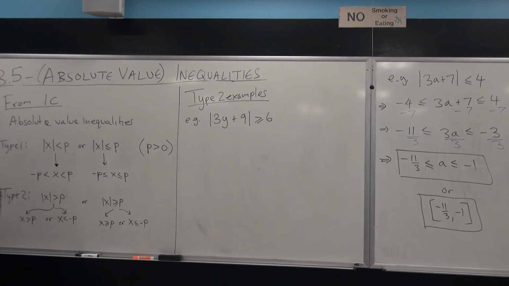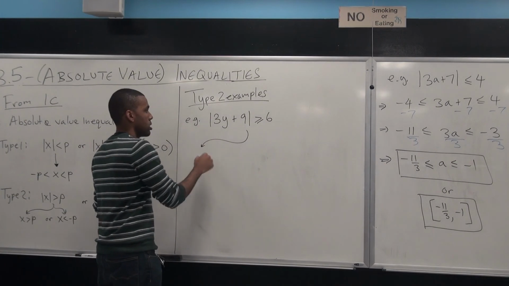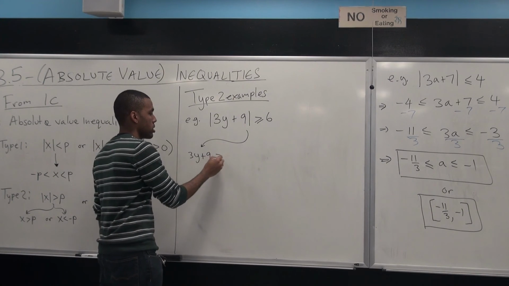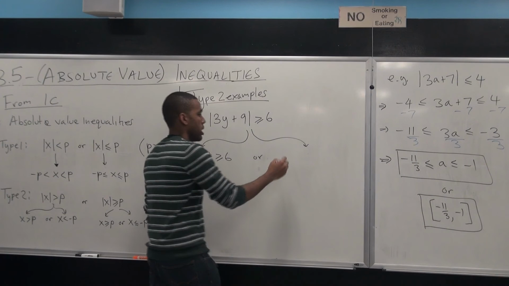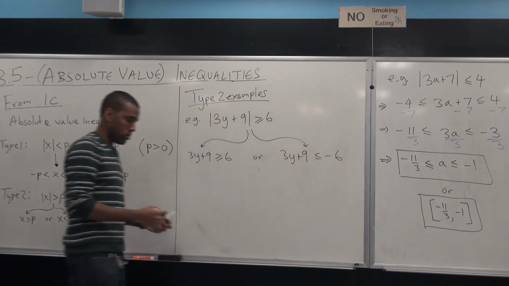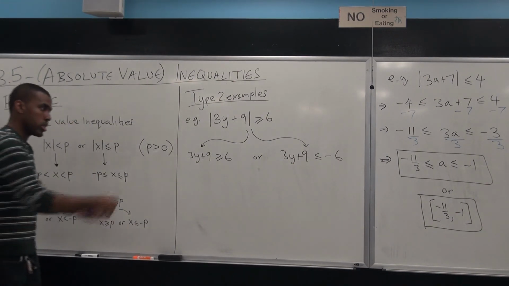So we have our first example, the absolute value of 3y plus 9 is greater than or equal to 6. So it turns out this guy, according to this type 2 rule, you'd have to split it into 2 parts. Either the inside is positive, and you can leave it as 3y plus 9 is greater than or equal to 6. Or the inside could be negative, and so you have 3y plus 9 is less than or equal to minus 6. And so now we solve these one at a time.